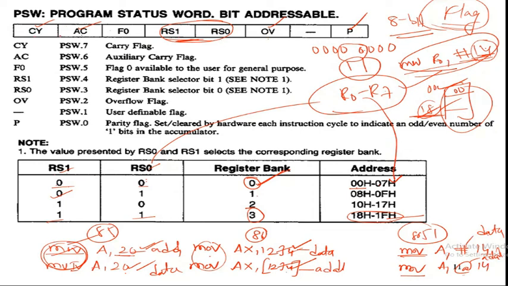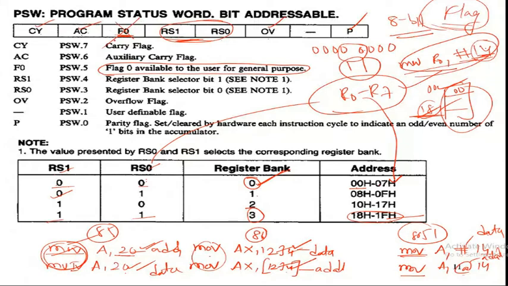Okay, we know the functions of carry and auxiliary carry. I don't want to repeat all these things. Okay, F0 is for general purpose. It is not going to be used in the 8051 microcontroller. Flag 0 is available for the user for general purpose, and we can use it for representation of any other flag, that is, if you are having the direction flag or interrupt flag in the microprocessor, then in those situations we are going to use it.